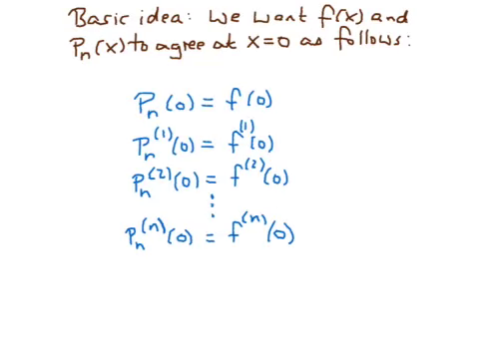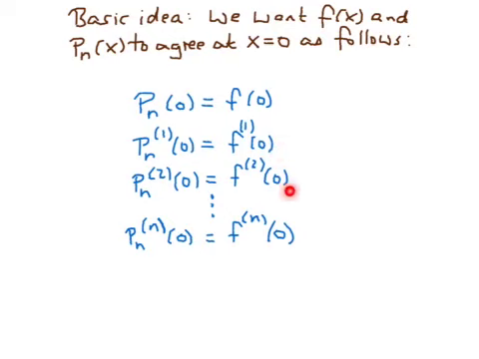So here I've summarized the basic idea. We want the function f of x and our Maclaurin polynomial p sub n of x to agree at x equals 0 in the following way. We want them to have the same value, and we saw that what we wrote down a moment ago had that property. The function and the polynomial agree at x equals 0. But we also want them to have the same first derivative. This is the first derivative of the Maclaurin polynomial evaluated at 0. This is the first derivative of the function evaluated at 0.